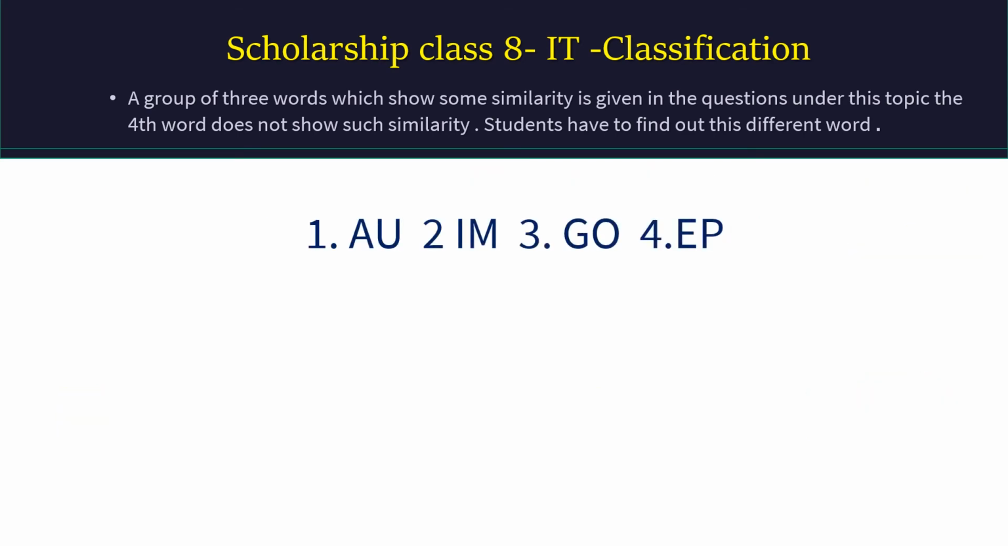Let me go ahead. Again, a set of English alphabet: A, U, I, M, G, O, E, P. Odd man out. One simple method is that AU has two vowels in it. A, E, I, O, U are the vowels. It has two, this has only one, this has only one, this has only one. One method of saying that the first answer is the one.